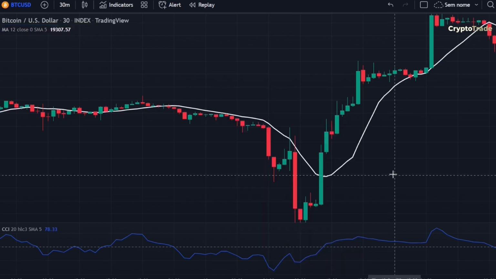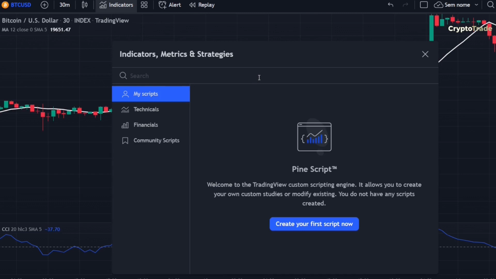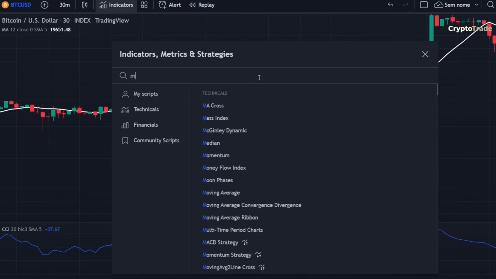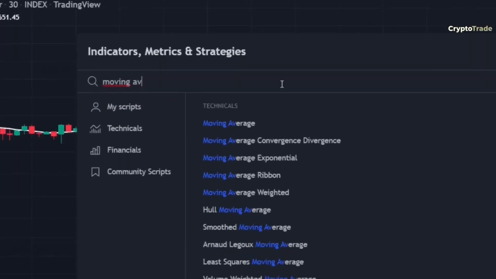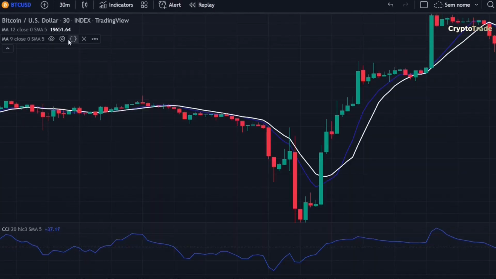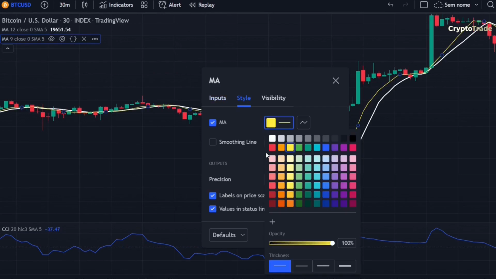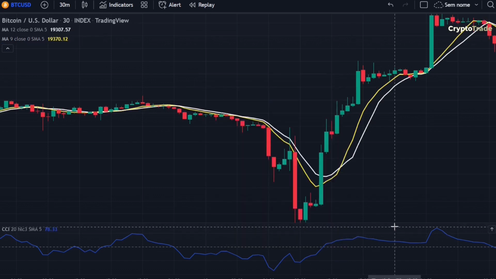Click OK to finish. To add the third and last indicator to the chart, open the indicator search bar in Tradingview and type Moving Average one more time. Select the indicator, as shown in the video. Click on Settings and in Style tab, change the color to yellow and increase the thickness of the line. Setup is complete.